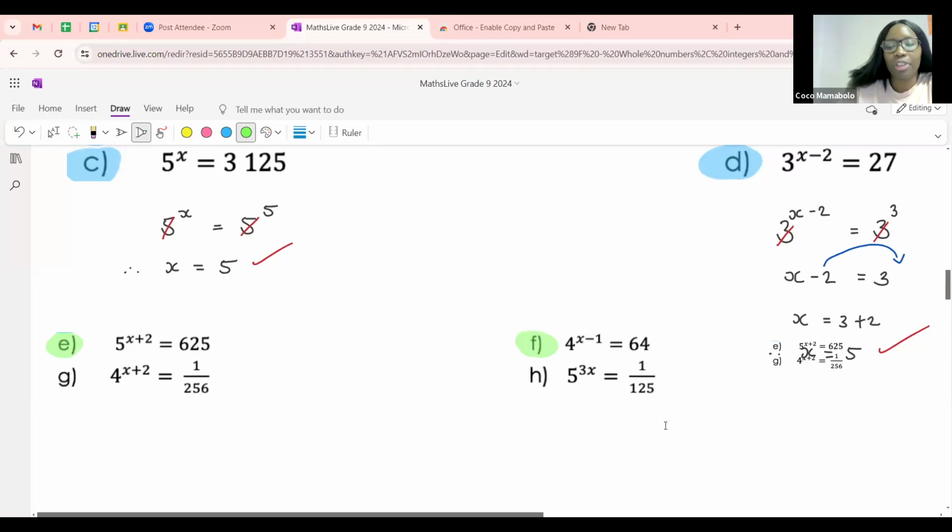All right, pop your favorite emoji again. You can switch emojis if you want. You don't always have to use the same emoji. You can use whatever emoji you're feeling in the chat. All right.